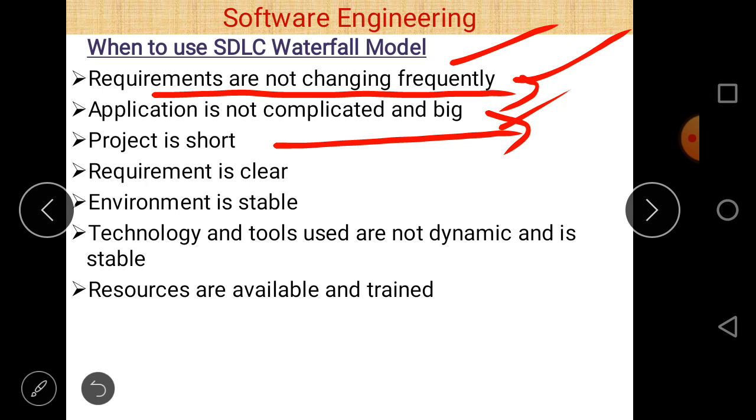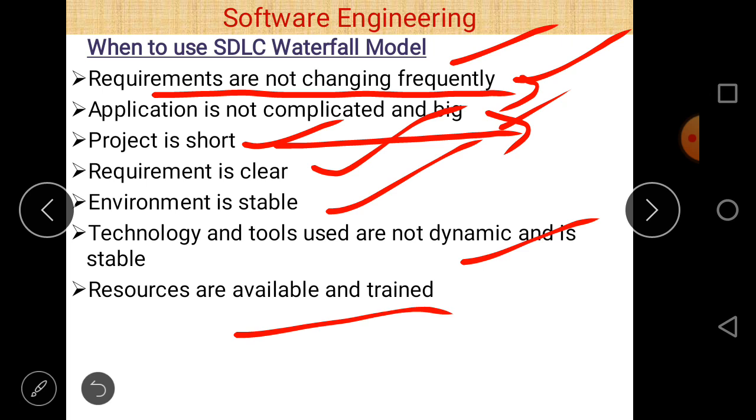It is useful for small projects when the requirement is pretty much clear, because they do not need to step back to a previous stage, the environment is stable, technology and tools used are not dynamic, and resources are available and trained. The waterfall model is used for small software or applications, and only when the requirement is very clear.